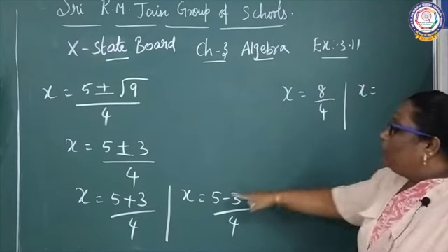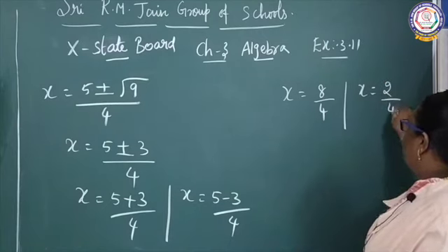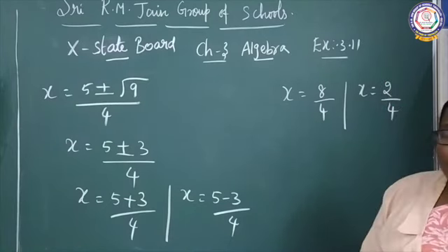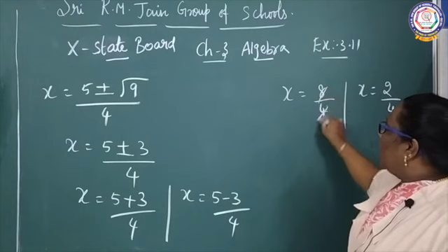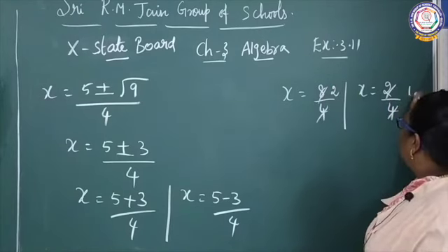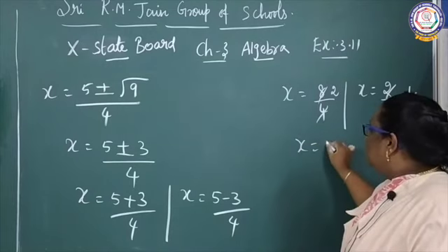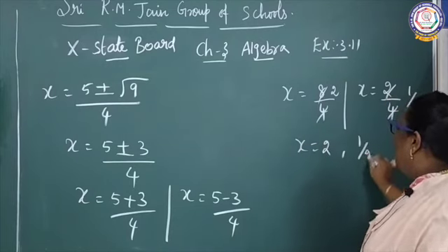x equal to 5 minus 3, x equal to 2 by 4. Cancel. What is the value? 2. When we cancel, what is the value here? 1 by 2. Therefore, x equal to 2 comma 1 by 2.